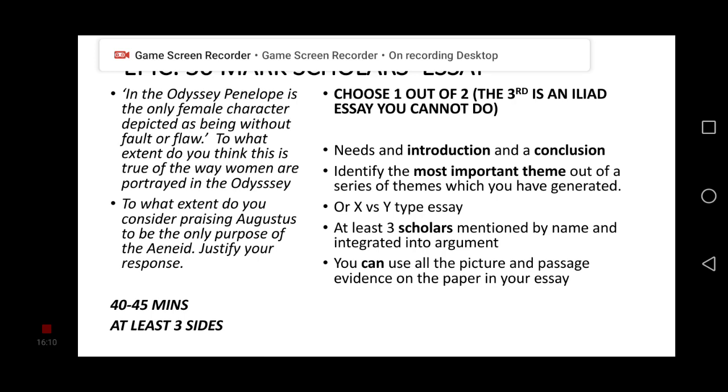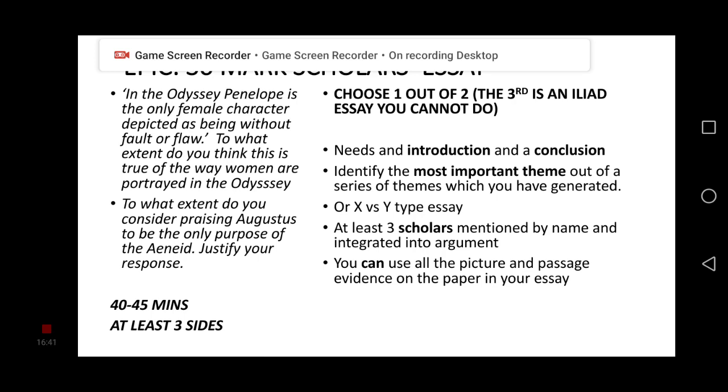So you have to choose 1 30 marker. You need both an introduction and a conclusion. You need to identify the most important theme out of a series of themes which you've generated, or it could be a 2-sided essay. Or you can actually concentrate on the characters themselves, like in the Penelope essay on the left-hand side. You must mention 3 scholars, mentioned by name and integrated into the argument.